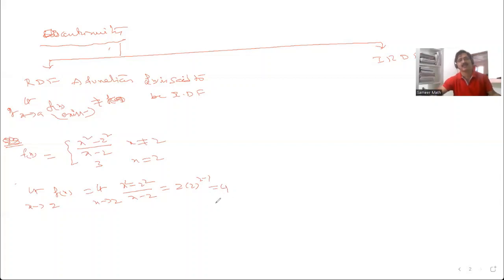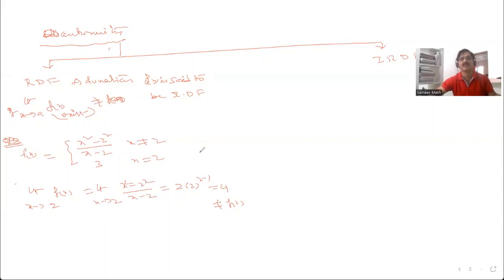But you see this. It is not equal to f of 2. What is f of 2? f of 2 is 3. So this value is finite. This value is also finite, but these two are not equal. That's the reason I can say that it is RDF.